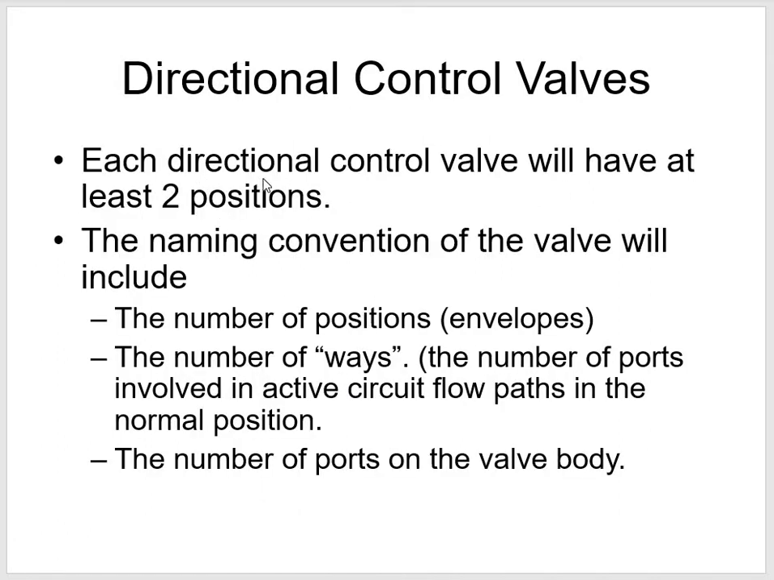Okay. Each directional control valve will have at least 2 positions. It can't control direction with just 1 position. It has to have at least 2. Okay, and this is how we name the number of positions or envelopes, the number of ways. It says the number of ports involved in active circuit flow paths in the normal position. In other words, how many can we actually use? And even a 5-ported one, we can only use 4 of those ways. So the number of ports involved in the active circuit flow path, and then, of course, the number of ports on the valve body.